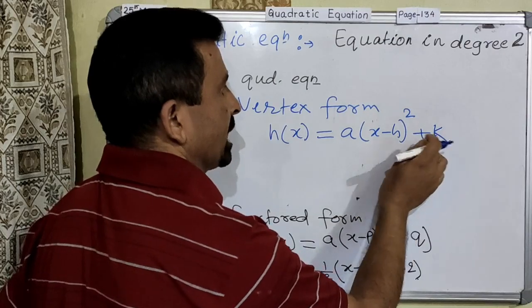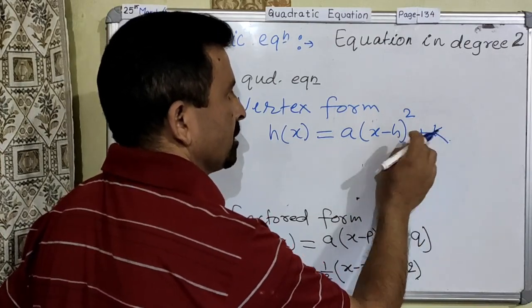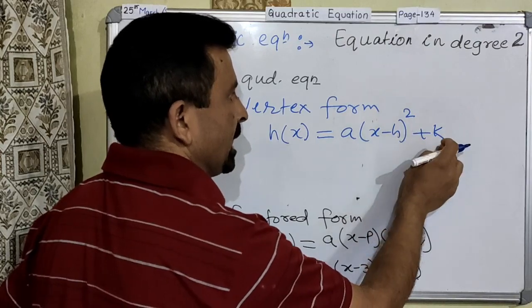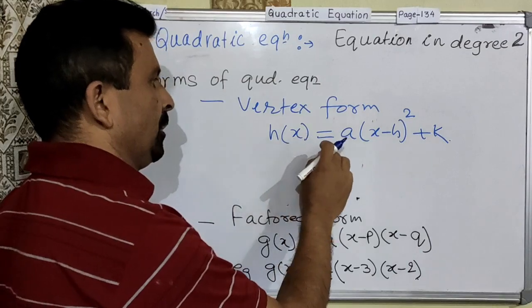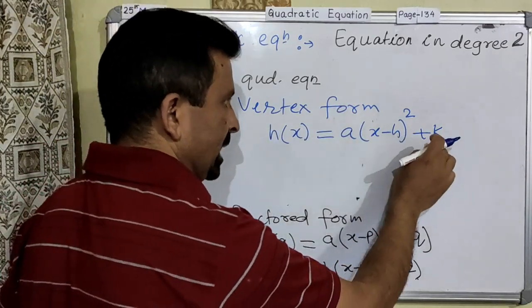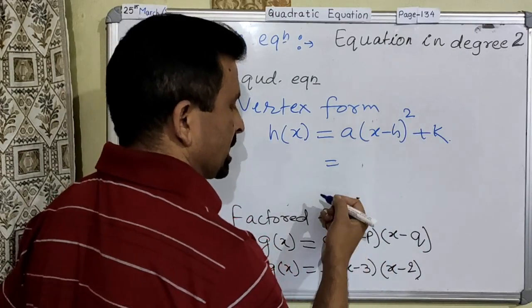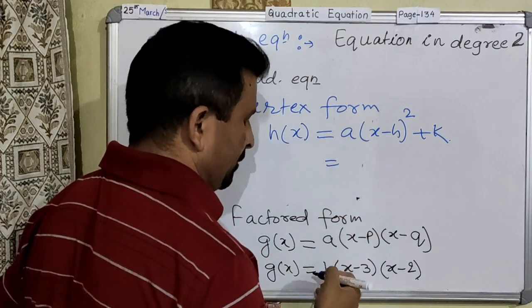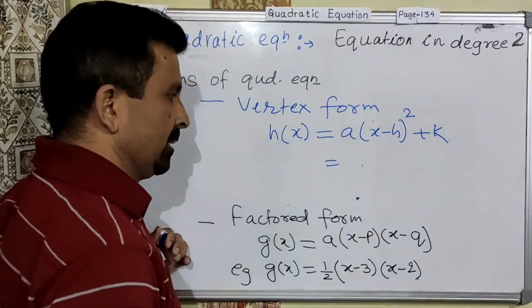Where h and k are the coordinates of the vertex. Clear? Because h and k give you the coordinates of the vertex. That is why this form of quadratic equation is called vertex form. Clear? So for h and k you will have some numerical value. Even a is also called the dilatation factor. In all the different forms of quadratic equation we are using this a, and a is the dilatation factor, right?